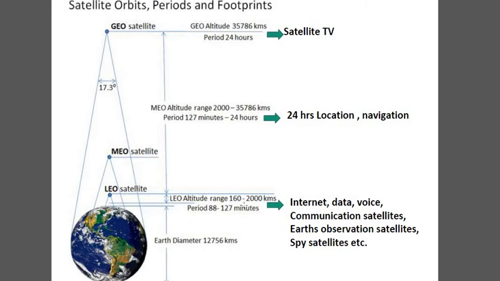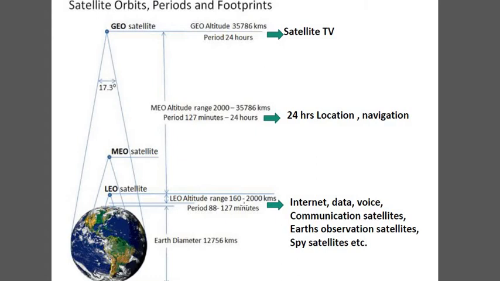The satellites revolving in this particular orbit are used for applications like the internet, whatever Wi-Fi we are using. Those satellites will be revolving in the low Earth orbit. The examples are internet, data and voice communication satellites, Earth observation satellites, and spy satellites. All of these applications are used by LEO satellites, that is, low Earth orbits.